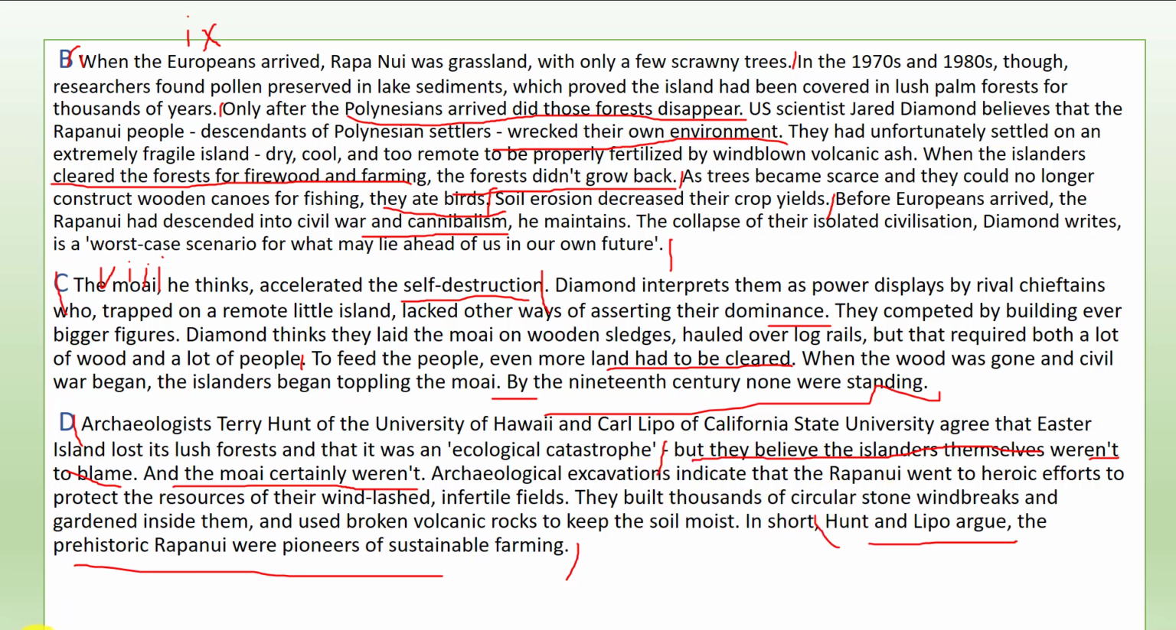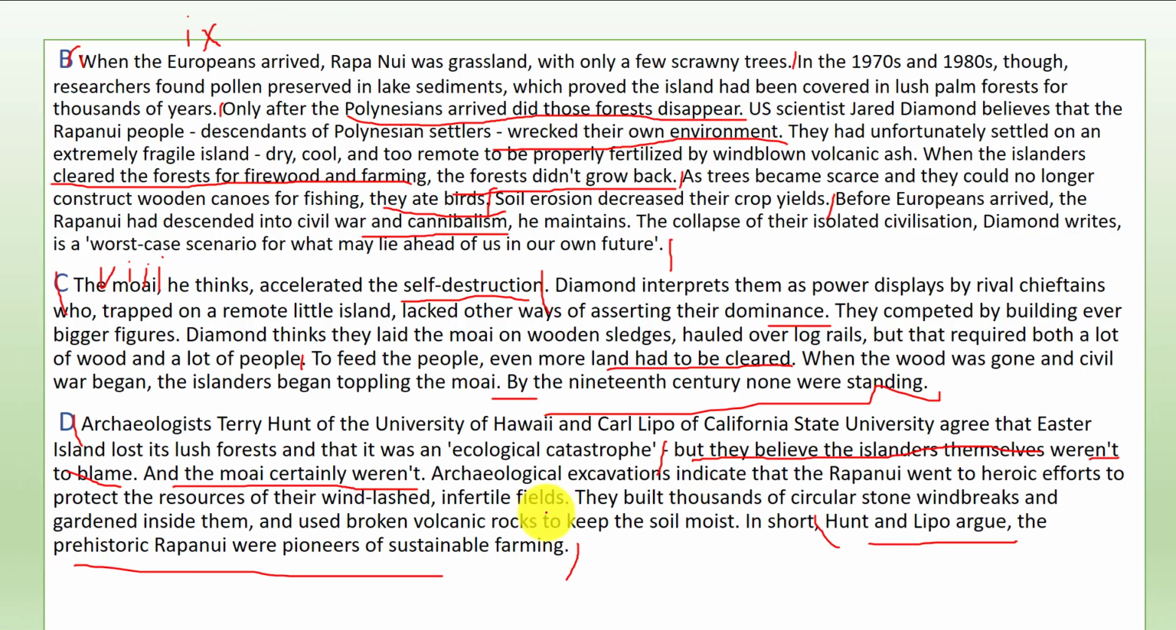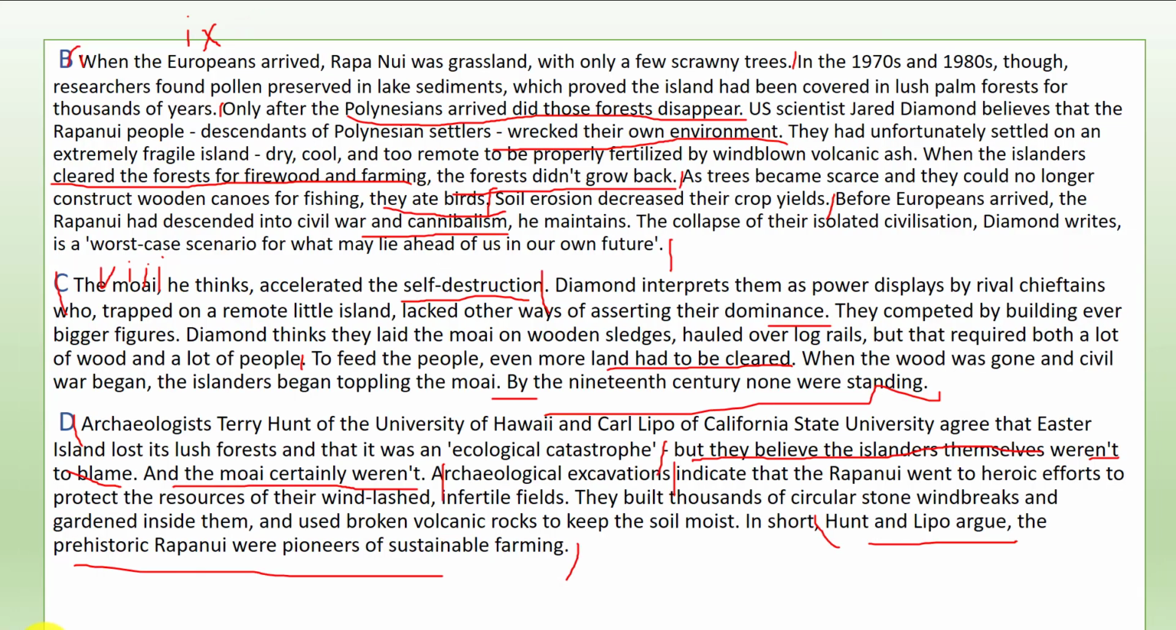Now let's go back to our options. Evidence of innovative environment management practices. You can find the word evidence in this paragraph. Archaeological excavations, this is exactly the paraphrase of evidence. And also sustainable farming, innovative environment management. We found the answer, I.